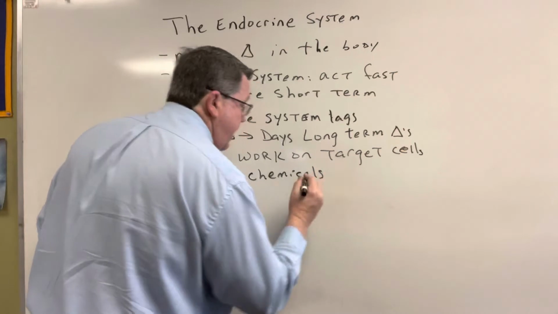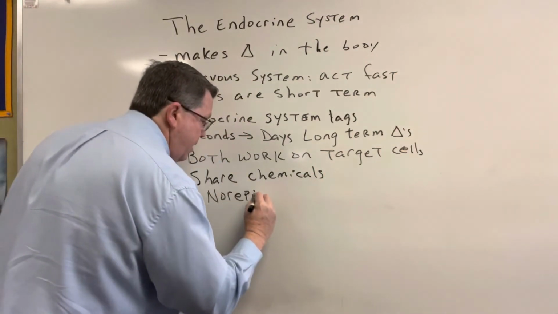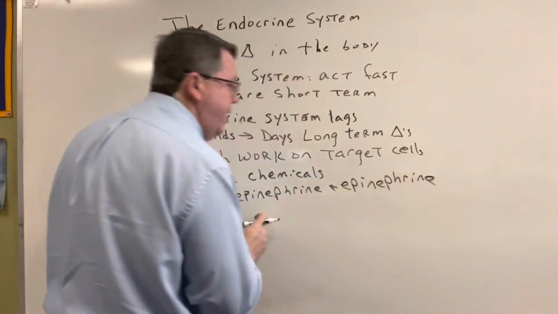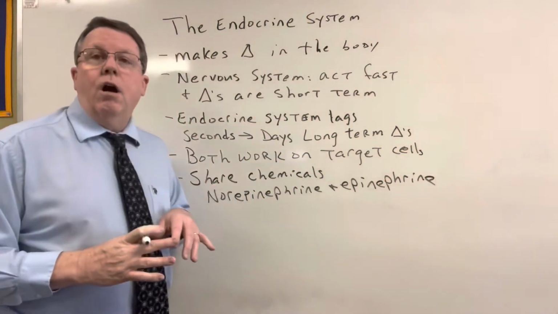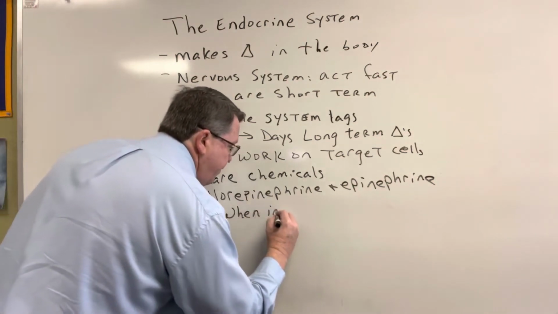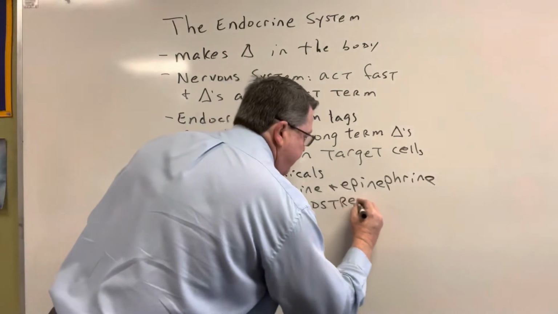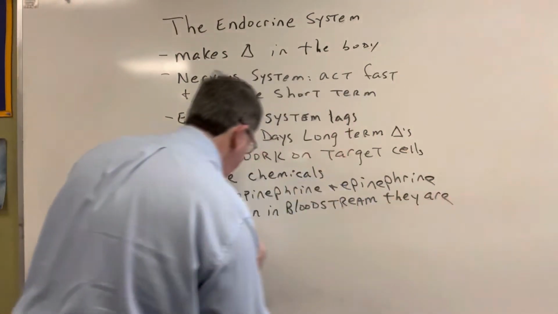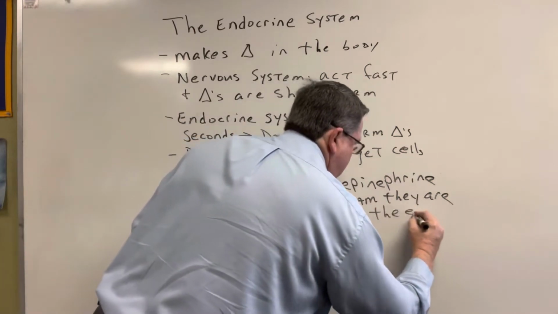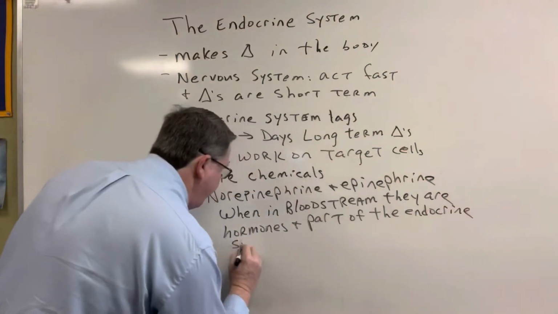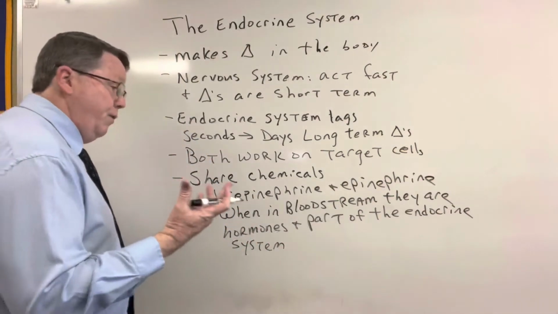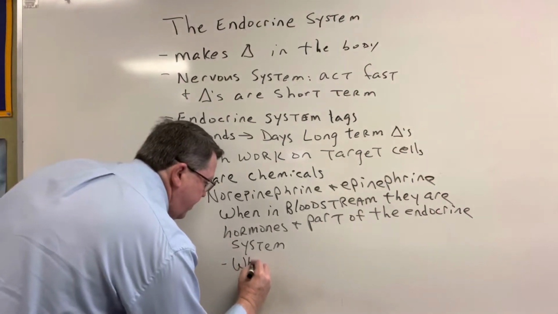The examples that I'm going to give are norepinephrine and epinephrine. Okay, so I have norepinephrine and epinephrine. Now, when these are released into the bloodstream and they go to an organ, they're called hormones. So when they're in the bloodstream, they're hormones and they're part of the endocrine system. Now, if they're released into a synapse, they're part of the nervous system. They're called neurotransmitters.